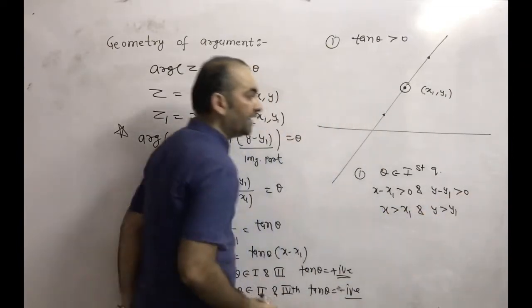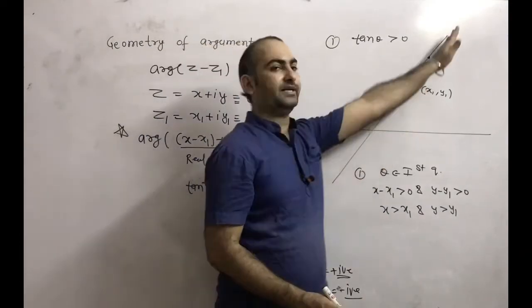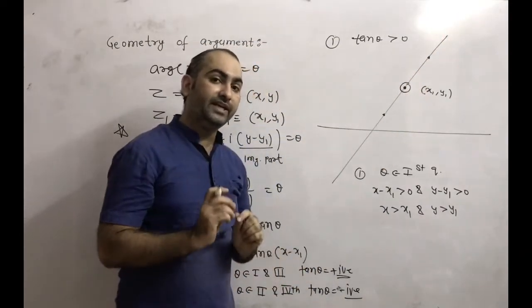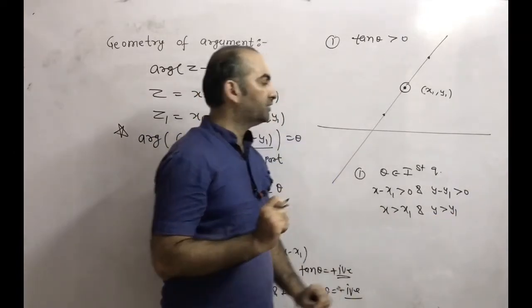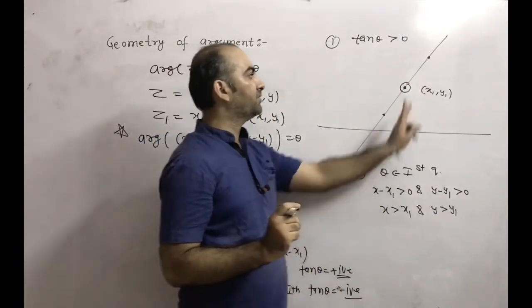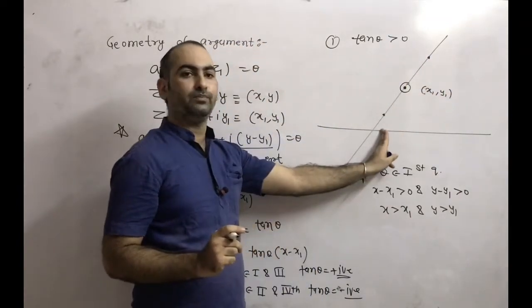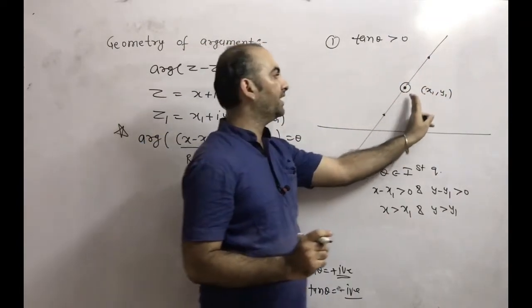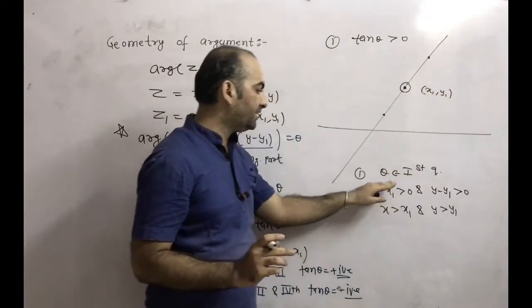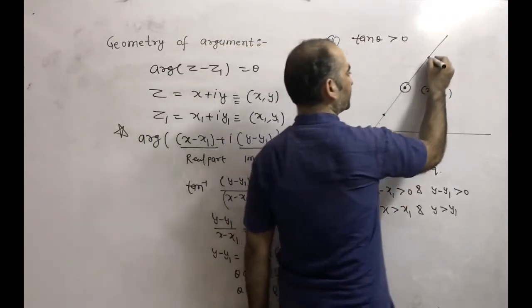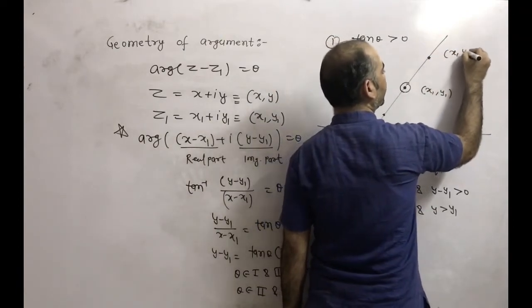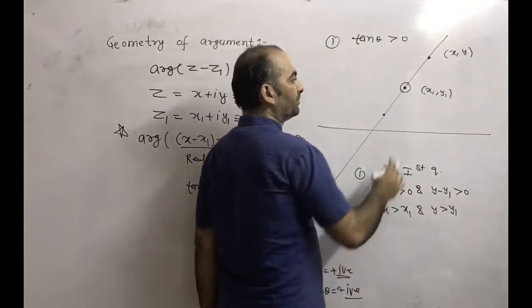Okay, and x comma y is moving on this line. So we have to take that portion where x is greater than x1 and y is greater than y1. There are two possibilities: x comma y lies here also and here also, below x1 comma y1 and above x1 comma y1. So we have to check, for theta in the first quadrant, which portion will come. Suppose we are taking this portion, with x comma y lying here.